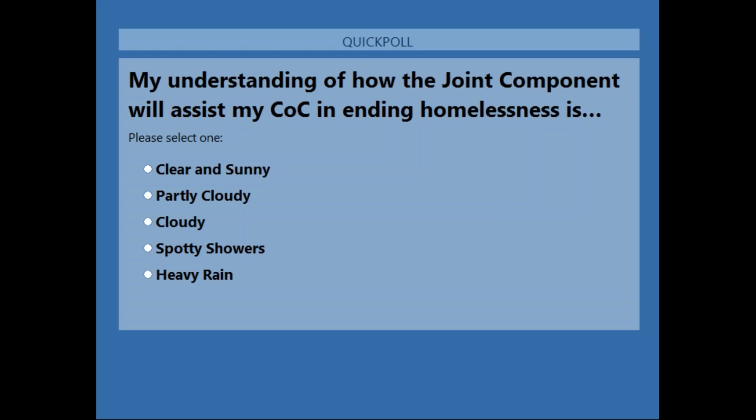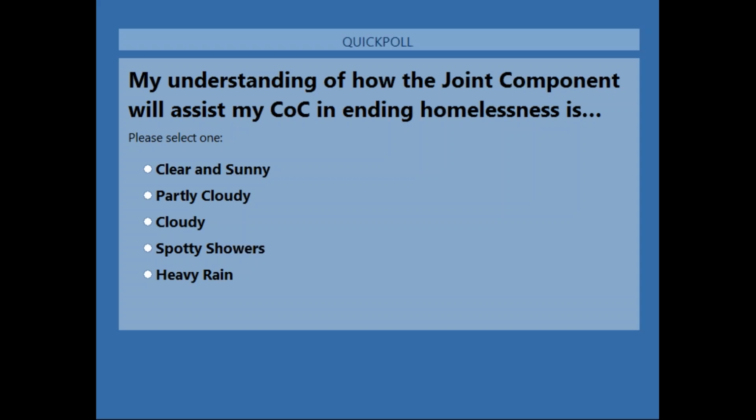But we just want to check in with you guys about how clear or unclear your understanding of the joint component, and how it's going to assist your CoC in ending homelessness, is. I see about 65% of attendees have voted, so I'm going to wait just another second or two to get a little bit more folks to vote, and then I will close the poll and show you guys the results.